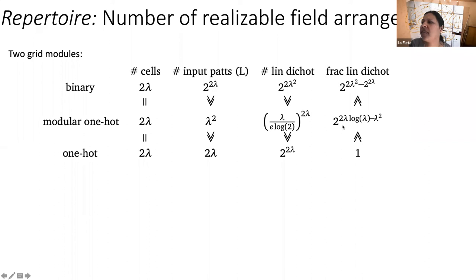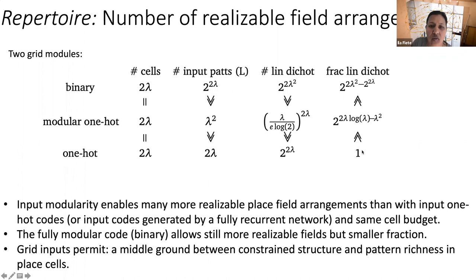Whereas if you have a place cell-like or grandmother cell-like input coding, you can have a very small number of input patterns, and so the number of field arrangements you can construct is very small. It is very small, but it's a large fraction. It's not a very special set, so you can construct any field arrangement over the set of inputs.